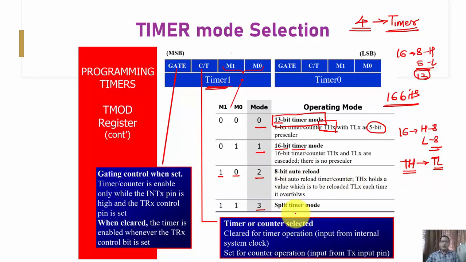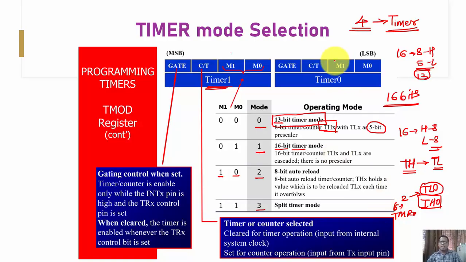And the last one is called the split timer mode, in which timer 0 is used as two timers, say the lower 8 bits as timer 0 and the higher 8 bits as timer 1. Okay, so this is one timer and this is a second timer. In this way, whatever 16 bits are associated with timer 0, these 16 bits are used as two different 8-bit timers.